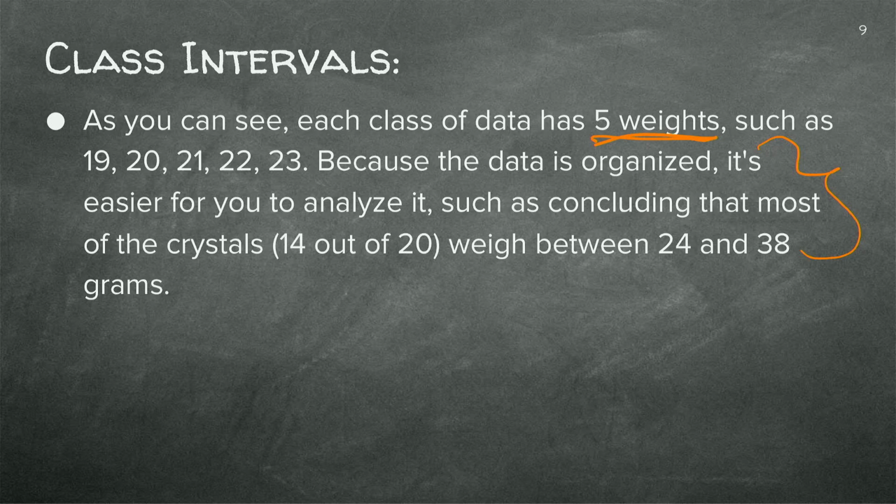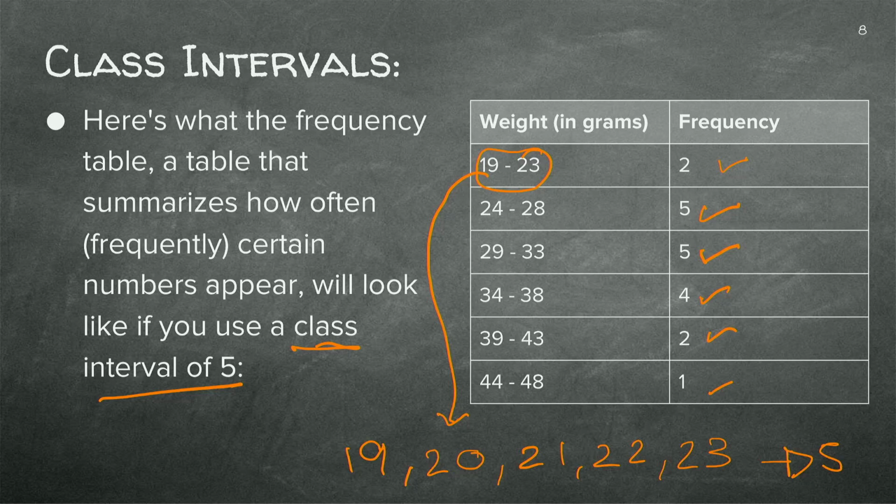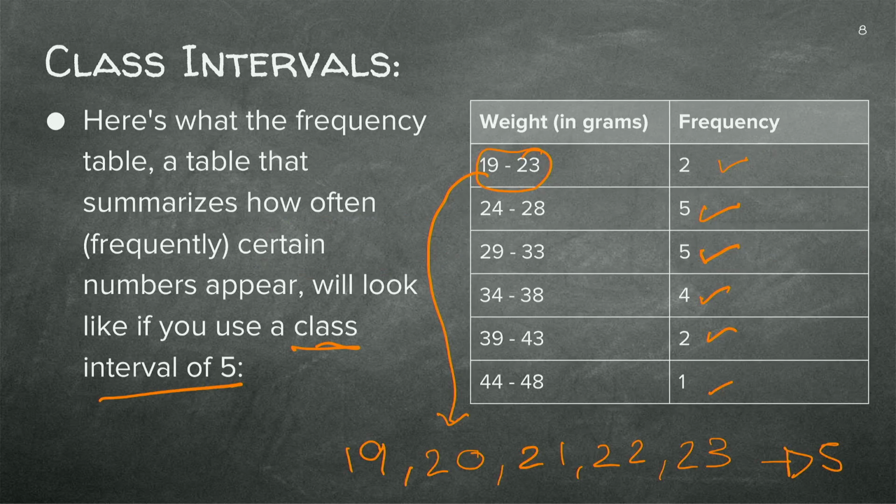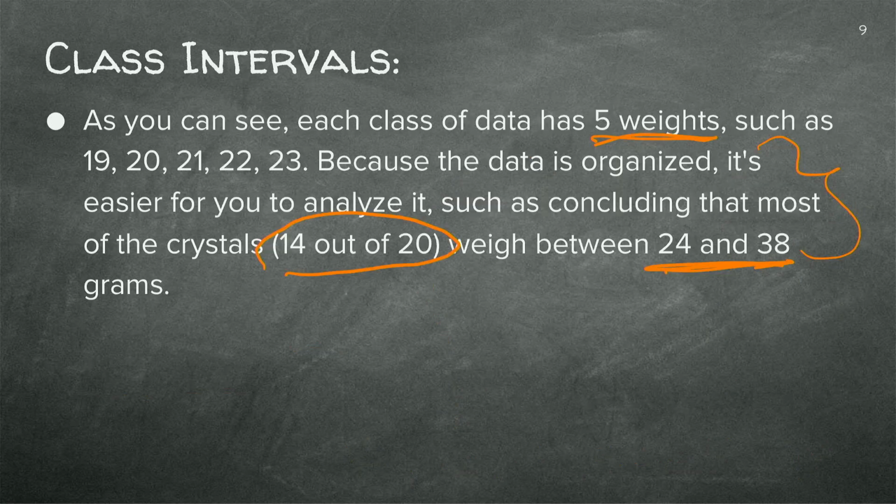You can see that of the crystals, 14 out of 20 weigh between 24 and 38 grams. How did we get this? Going back to our table, I'm going to indicate this in green, between the class intervals of 24 and 38, starting here, going to here, you see that most of the crystals fell between these groups. I urge you to go back to the beginning of this example and try to figure it out by yourself again, just to practice doing this.